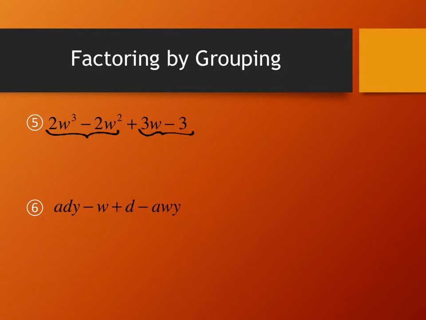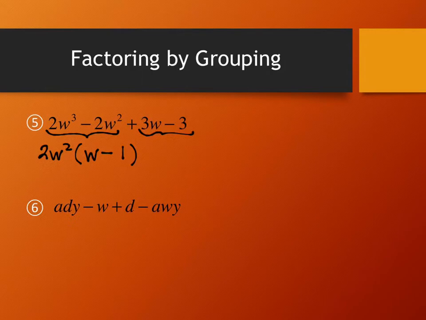Wonderful, it's 2w squared. So we're going to write 2w squared. And just like the first problem we did today, then we're going to write the leftover pieces in between. So if I take 2w cubed and I take out a 2w squared, or divide by a 2w squared, what do I have left? W. And if I take negative 2w squared and I divide by 2w squared, I have left 1. And it's a negative 1 because the sign was negative, right?